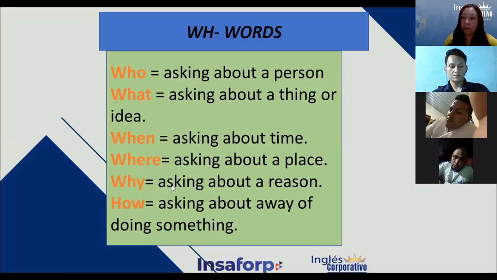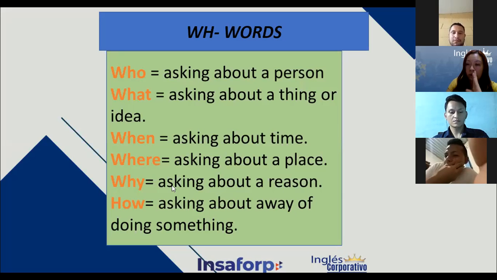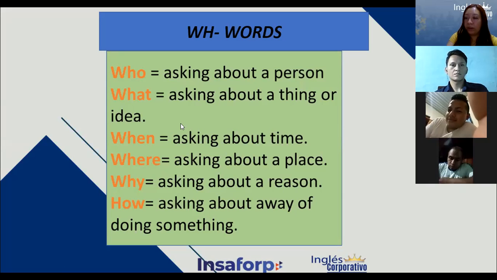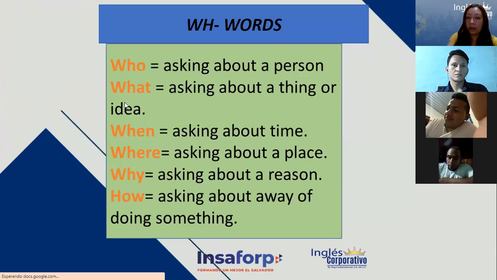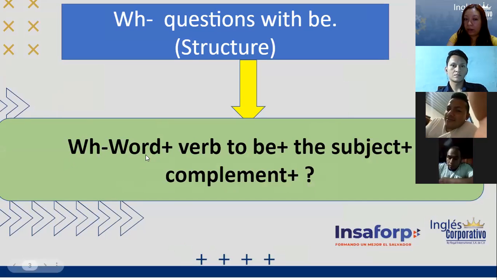Por ejemplo, si yo le quiero preguntar a Jason, who are you with? ¿Con quién está? Jason, who are you with? La estructura que yo estoy usando es esta. WH, who, verbo to be, are, subject, you. With. Pero la preposición con, el quién, la tiro al final. Who are you with, Jason? ¿Con quién está, Jason? Right?